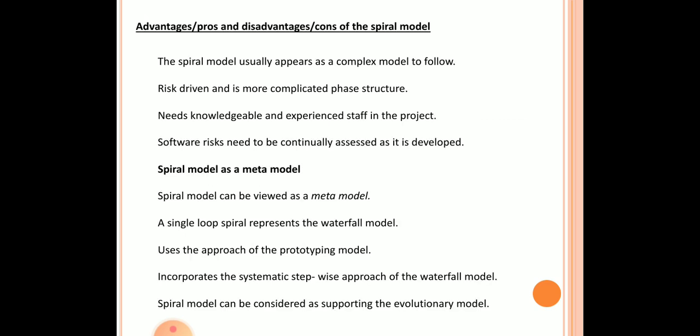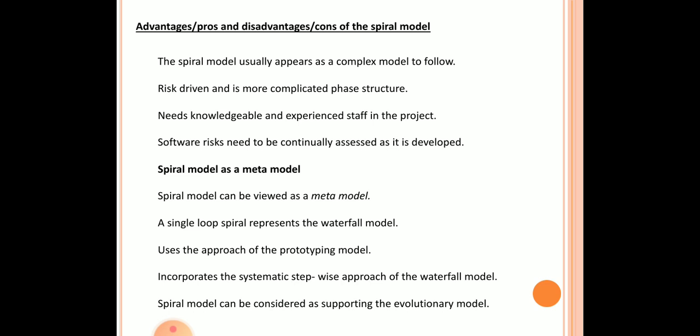Coming to the advantages and the disadvantages of the spiral model. As we said, the model implements all the features of the waterfall model, the prototyping model and the evolutionary model. So the shortcomings of all these models are overcome by the spiral model. Yet there are some disadvantages, but the advantages are very high compared with the disadvantages of the model.